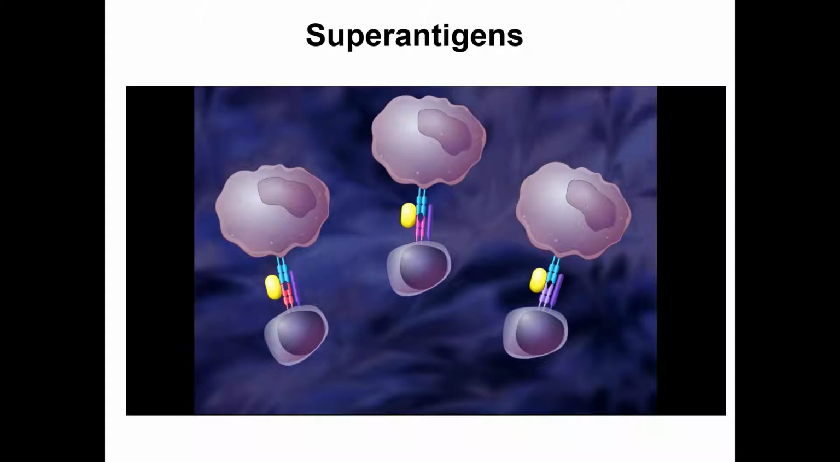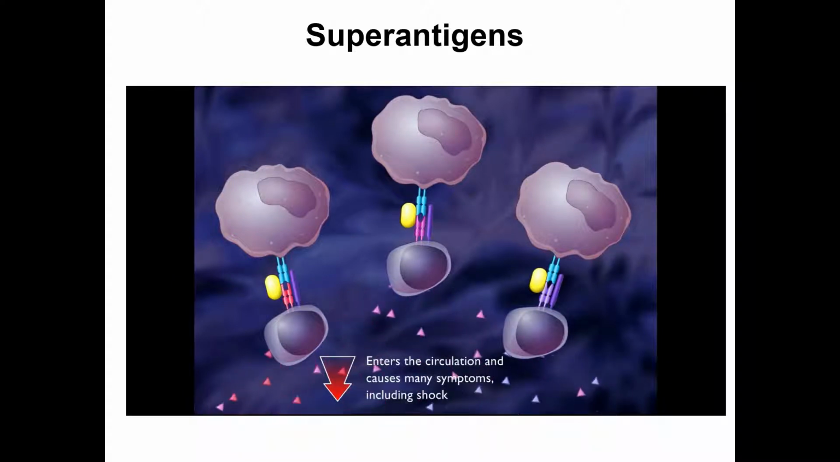The result is the release and activity of excessive amounts of interleukin-2, IL-2, and other cytokines that enter the bloodstream instead of only acting locally as they normally do. This leads to symptoms of fever, nausea, vomiting, diarrhea, and sometimes shock, with failure of many organ systems, circulation failure, and often death.